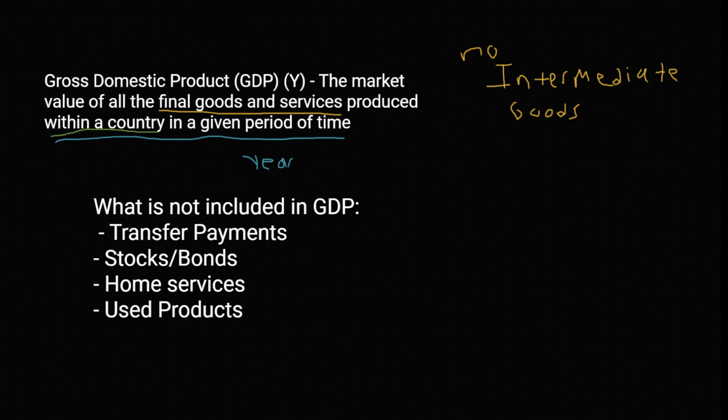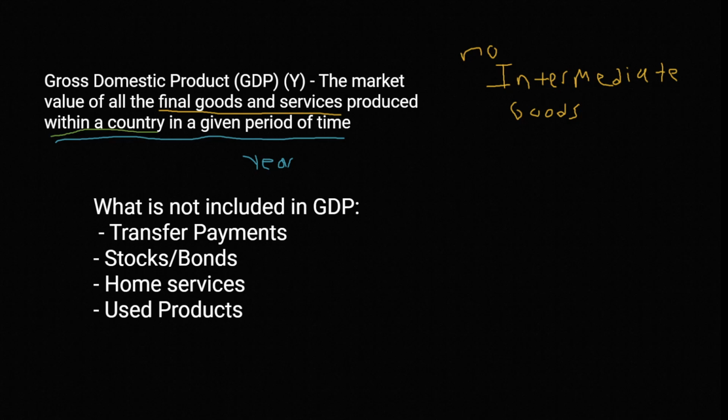Home services are also not included in GDP, and this one is a bit weird. If you have one of your family members just clean your house for whatever reason, you're like, "Hey, can you clean my house?" and your family member's like, "Yeah, I got you." And they clean your entire house, then that doesn't count under GDP. But if you go pay the local maid service and you're like, "Yo, clean my house," and you pay them and they clean your house, that counts under GDP. So home services do not count under GDP.